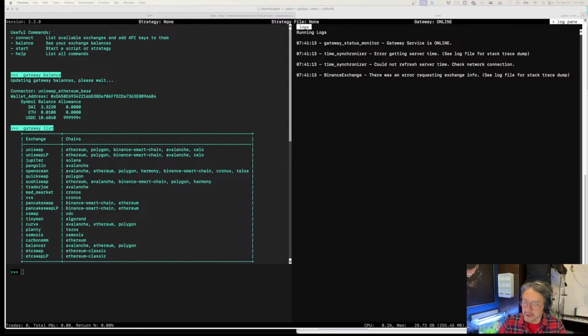This is in the upcoming version of Hummingbot that's coming out today. So now let's go ahead and set up our Jupiter credentials, our Jupiter API key in here. I'm sorry, our Solana wallet. Let me just find it in our separate repo. Okay, now we can add our Jupiter credentials by running gateway connect jupiter.